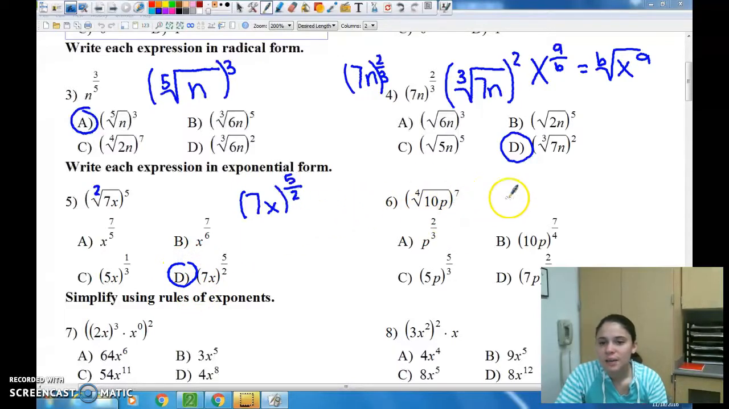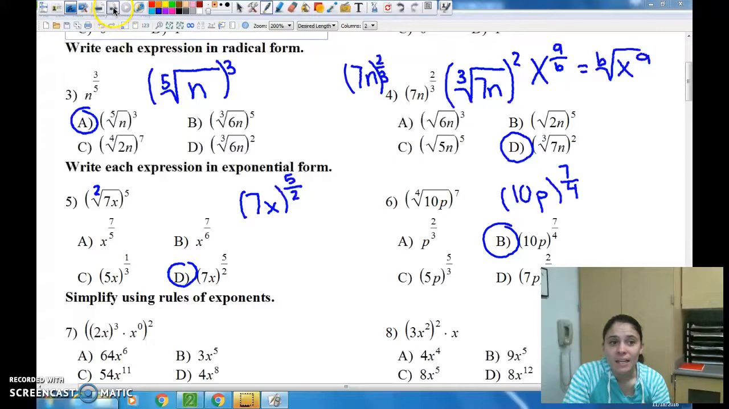Number 6 is the same idea, so I'm going to have my 10p in parentheses. And then my numerator will be this 7. My denominator will be this 4. So I have 10p to the 7 over 4, which is letter B.